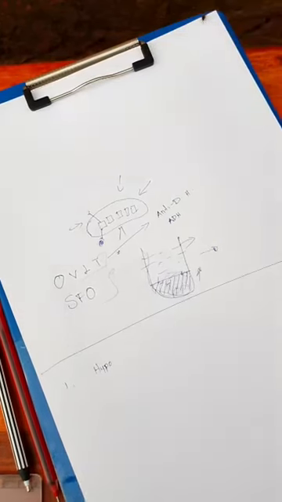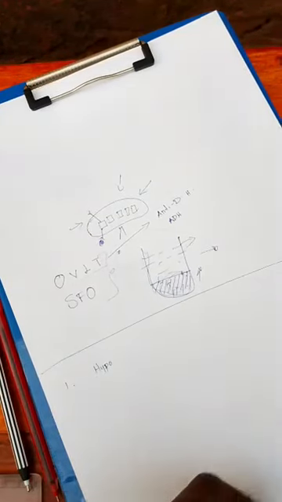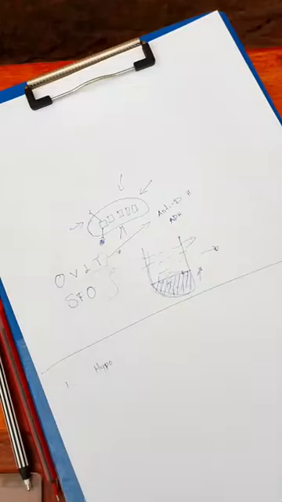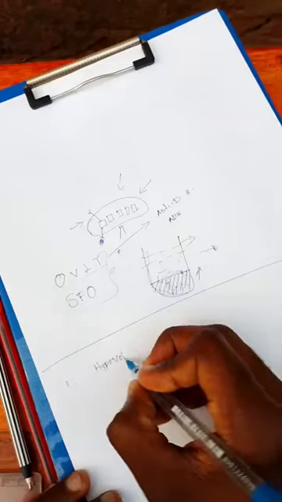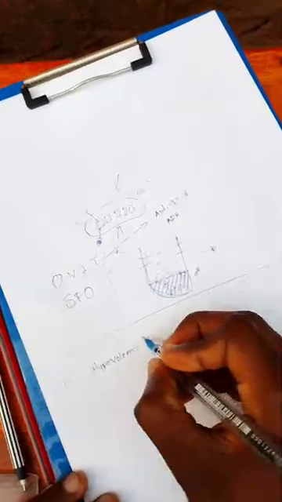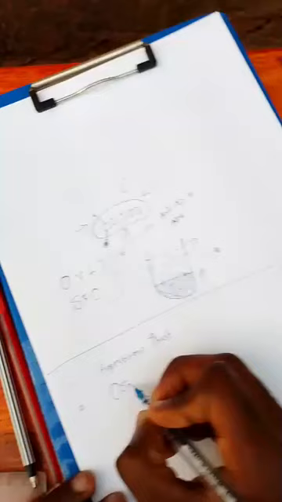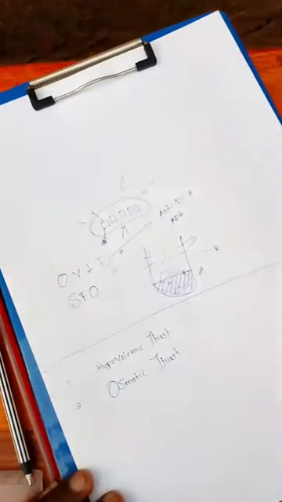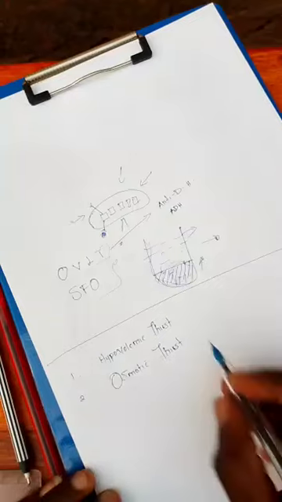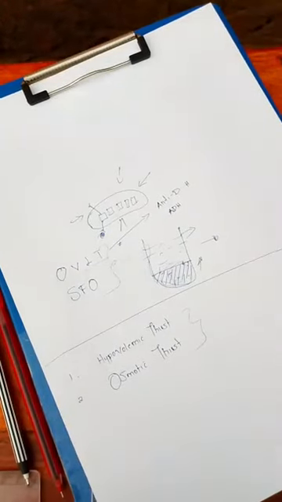Okay, so we had a network issue there. We are back. So we have two types of thirst as we are talking about. We have what we call hypovolemic thirst, as well as osmotic thirst. Okay, so these are the two types of thirst that we have.